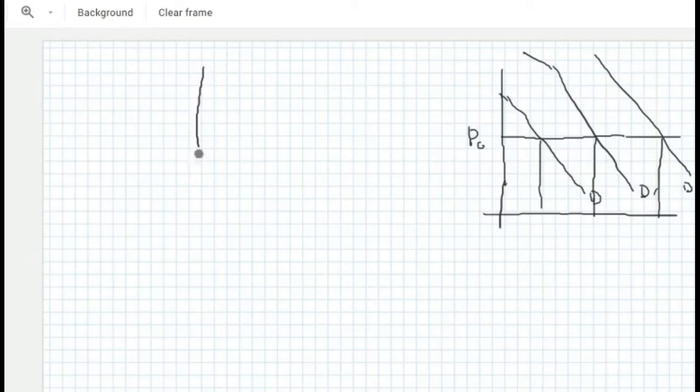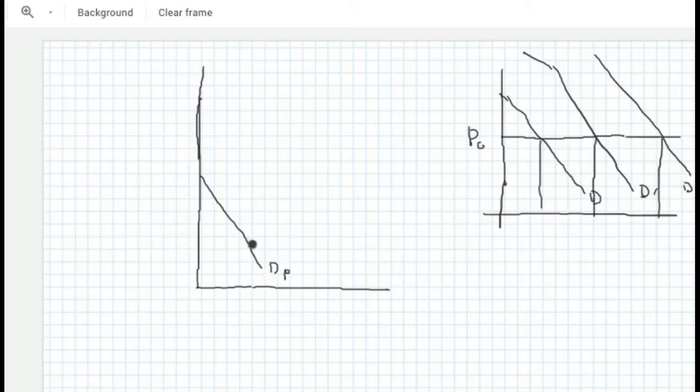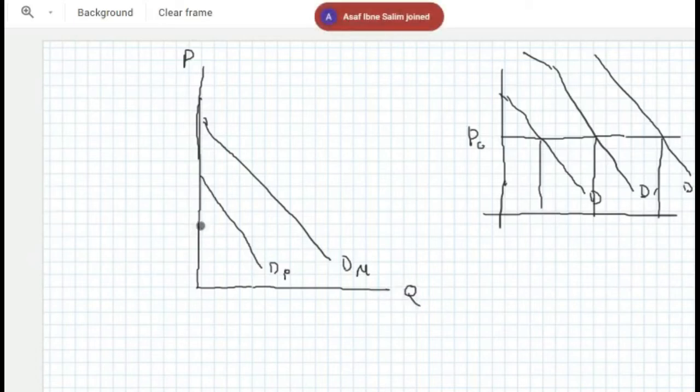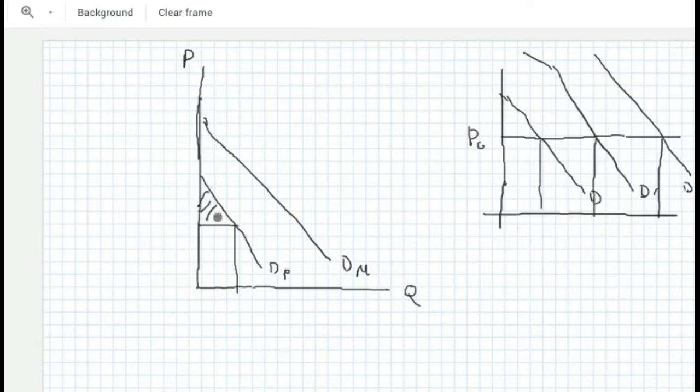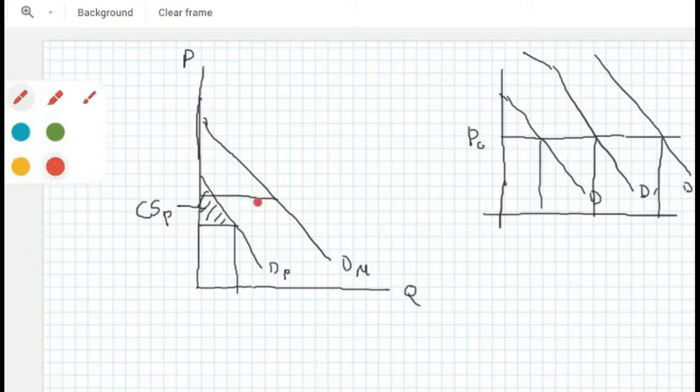So think about this as a diagram. Let me show this as a diagram so that you understand how it works. So this is the demand function for a poor person. This is the demand function for a middle income person. And think about just these two for a moment. This is the price, this is the quantity. So if I charge a lower price for the poor person, we say this is his consumer surplus. So this is the consumer surplus of the poor person. But if I have a different price for the rich, I have a different consumer surplus. So this is for this.